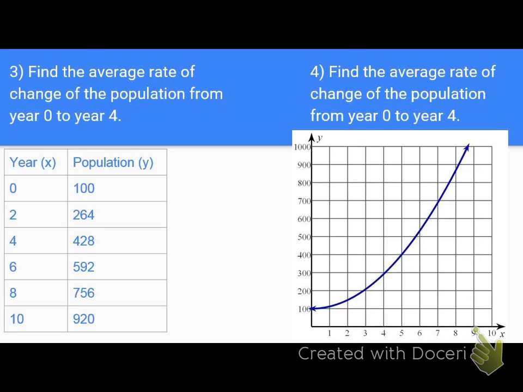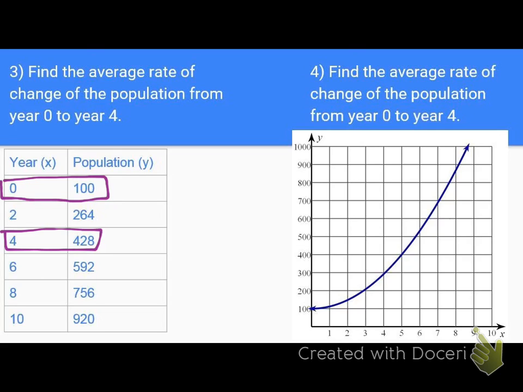The next one is comparing two different populations. So we could say these are two different locations maybe. Some scientists release 100 fish into these two different streams and see how the population is doing. So number 3 says find the average rate of change of the population from year 0 to year 4. So I'm looking here and here on my table.